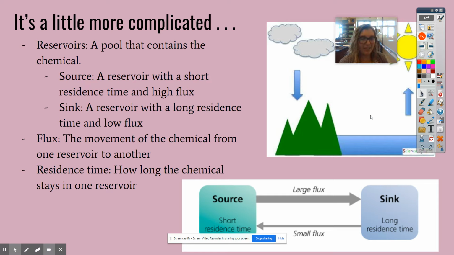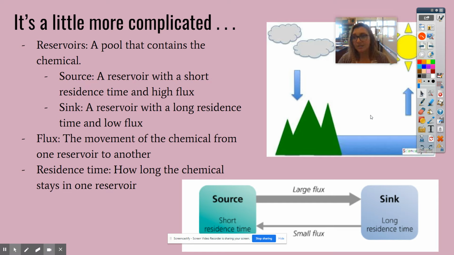A sink, you can kind of think of it as like a storage container. It stores a lot of the chemical that we're talking about. So for the carbon cycle, one of the largest sinks of carbon is actually our ocean. Our oceans have a lot of carbon dioxide in them.